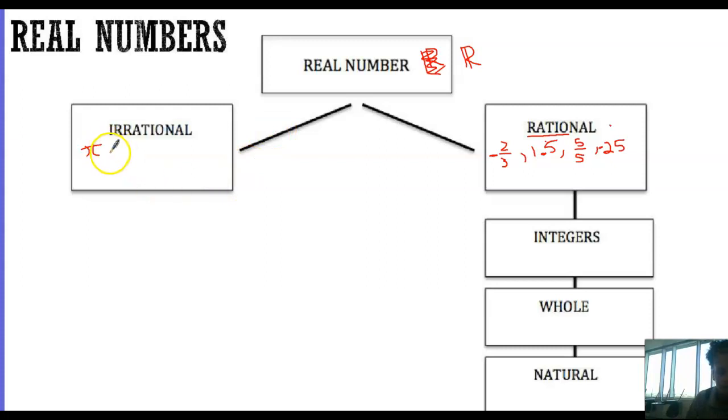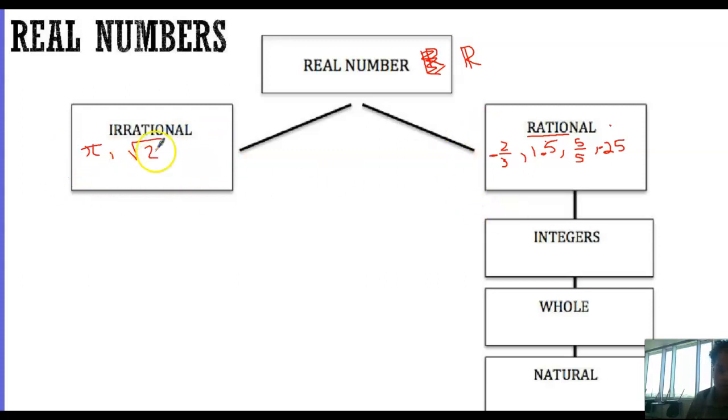Also, I could think of the square root of a non-perfect square. A perfect square is like 4. The square root of it is 2. Or 9. The square root of it is 3. But a non-perfect square is something like 2. What's the square root of 2? It's a wacky number, and it just keeps going on and on and on, and it has a decimal with no type of pattern to it. That would be irrational.